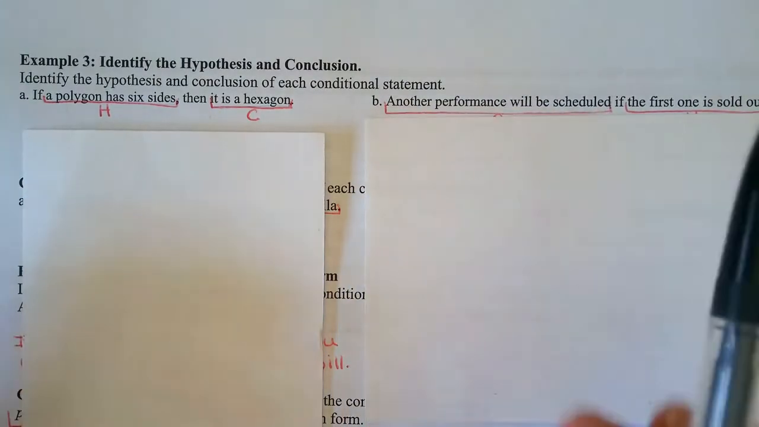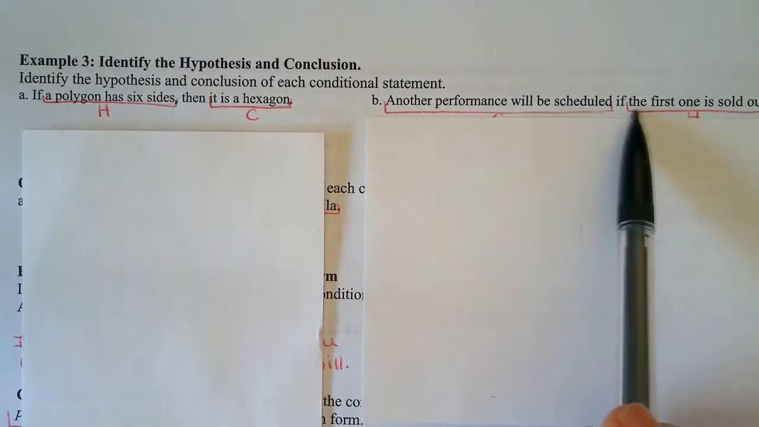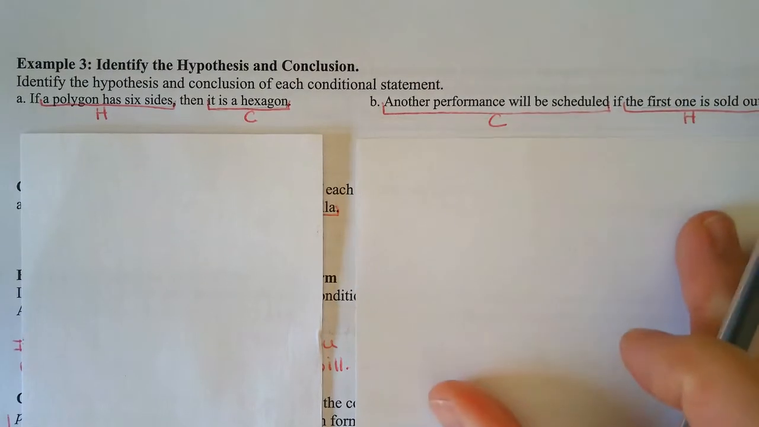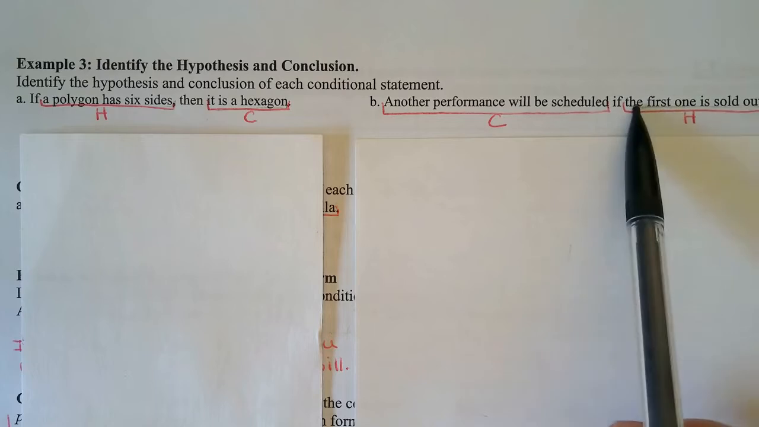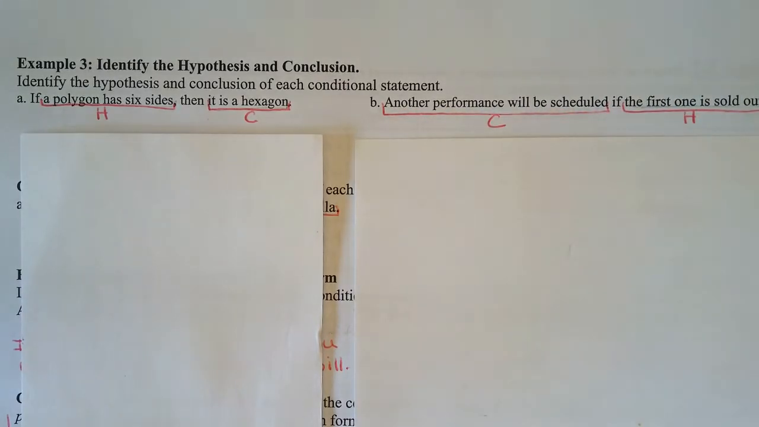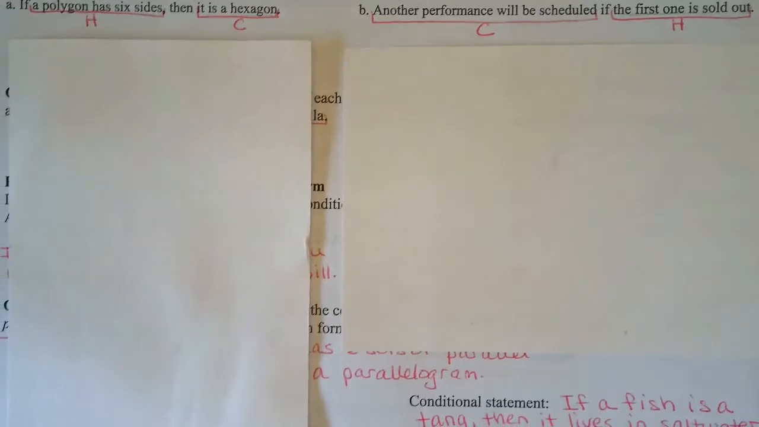On letter B, another performance will be scheduled if the first one is sold out. So my if part is this part. So my hypothesis is behind the word if. My conclusion would be a performance would be scheduled. Pause the video and try the check question.